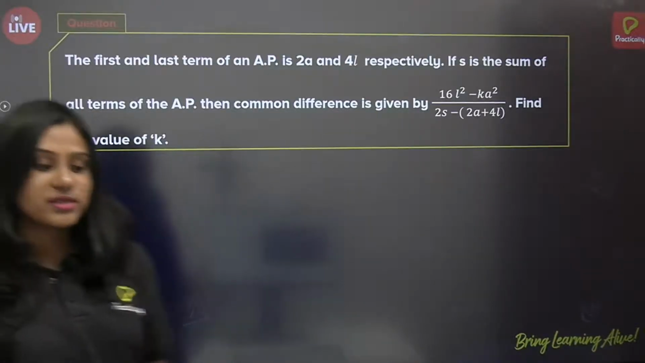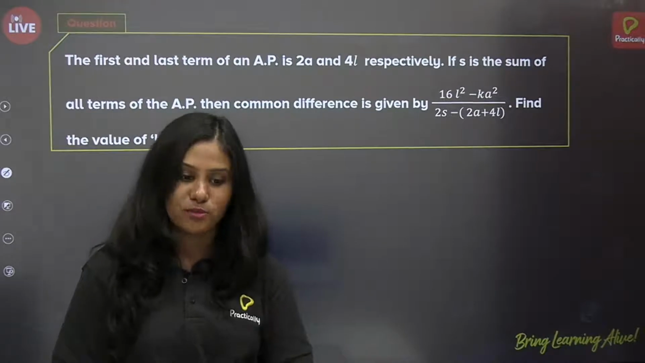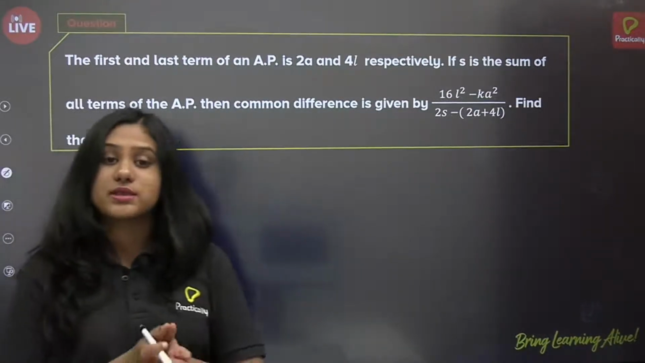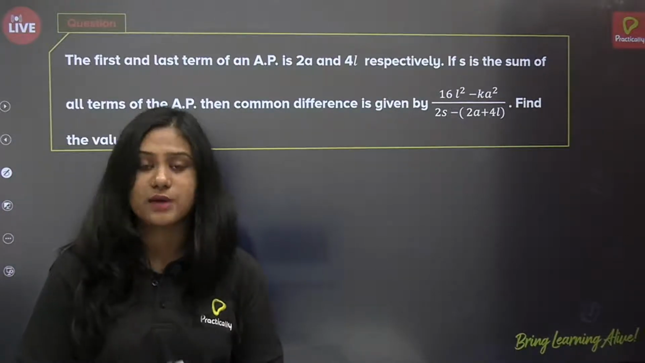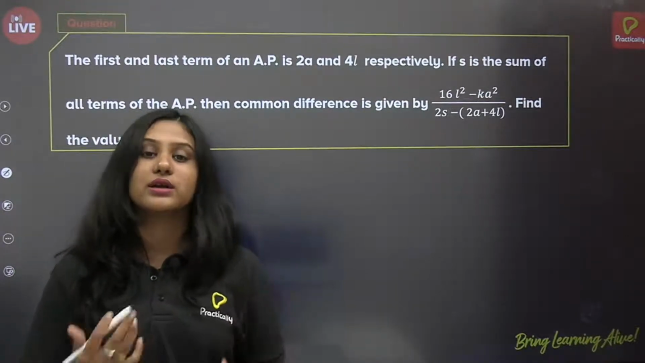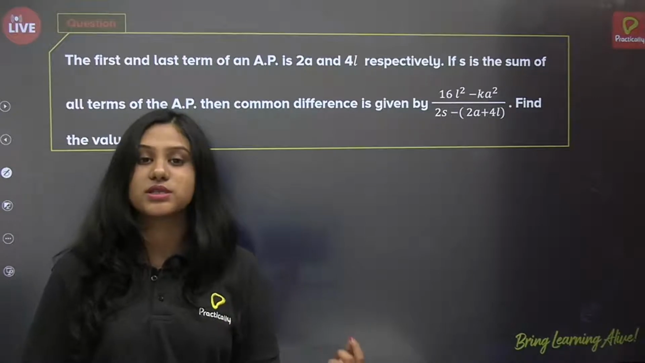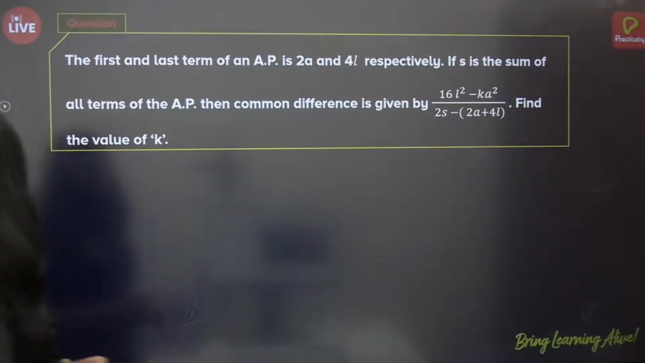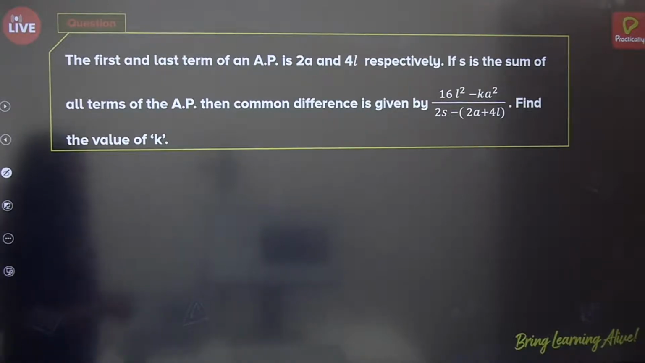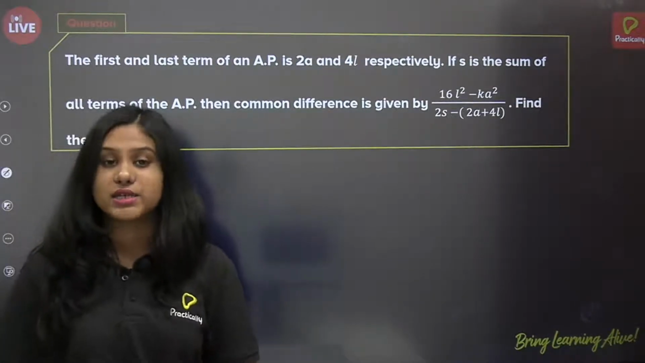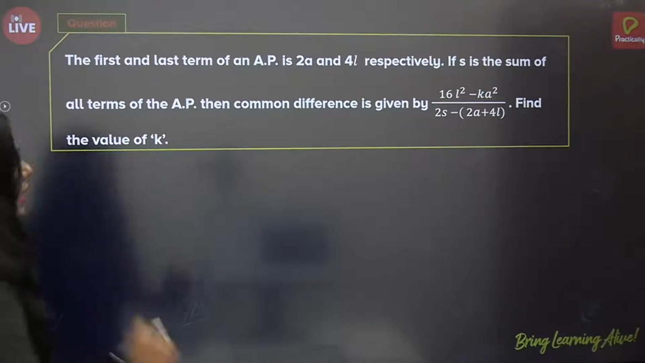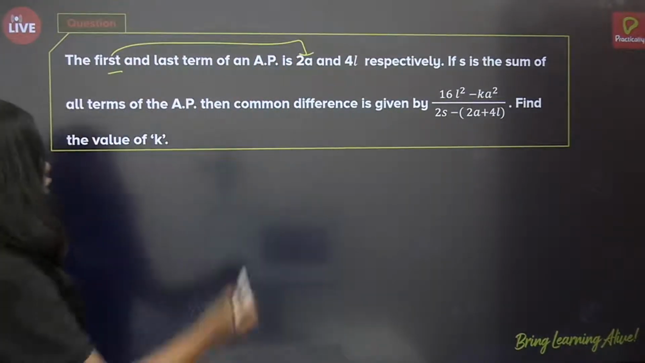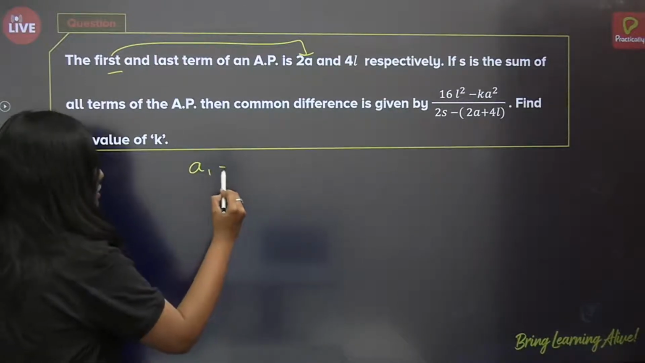This is again one of the most beautiful problems, and you have to use 2-3 concepts in the same question. This is why I have picked it up, so that you would be revising all the 3 concepts in the same question. Okay, let's do it. The first and last term of an AP is 2A and 4L respectively. The first term is 2A, right? So, let us write A1 equals 2A.